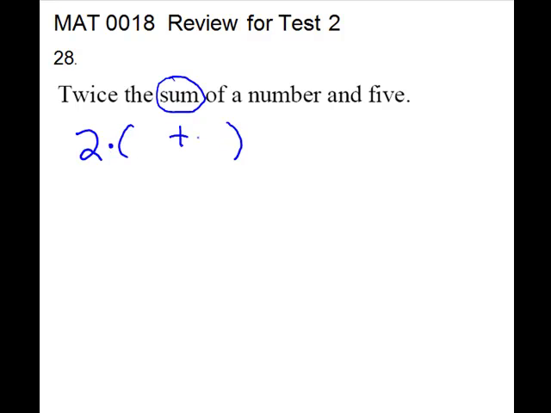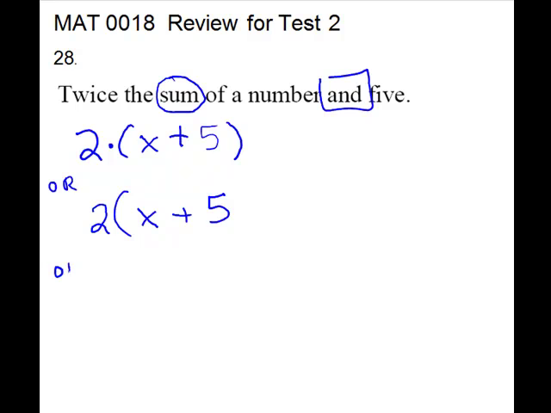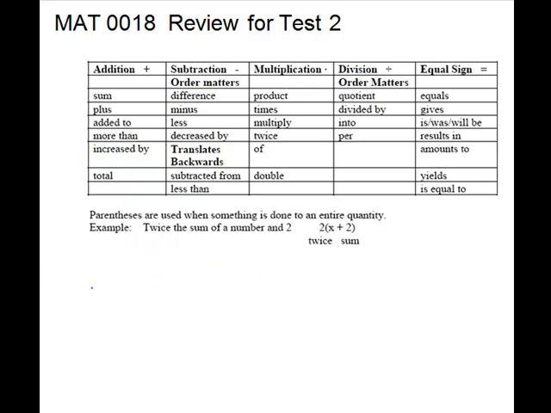Sum means add. And is your separator, a number, and 5. That answer would be fine. You could have it without the dot once you realized you needed the parentheses. You could simplify if you wanted. So distribute the 2 to x plus 10. Either of those answers is fine, but again, you need the parentheses because you're doing twice an entire quantity. Make sure that you do review all of your terms for your translations.